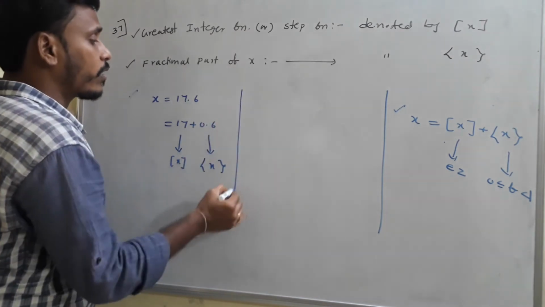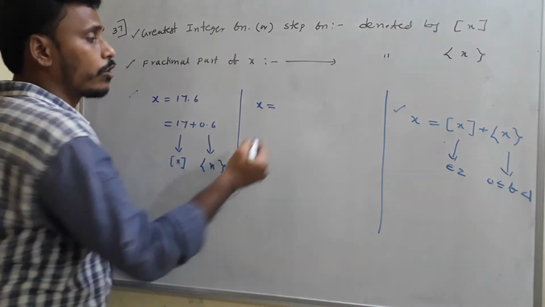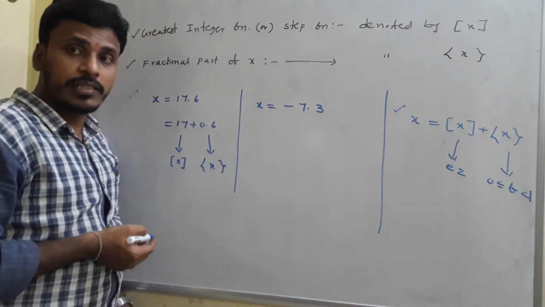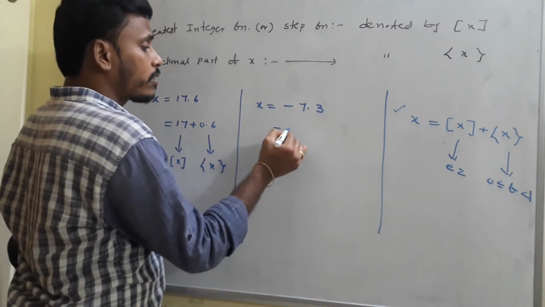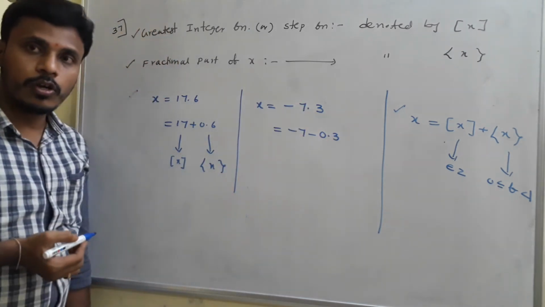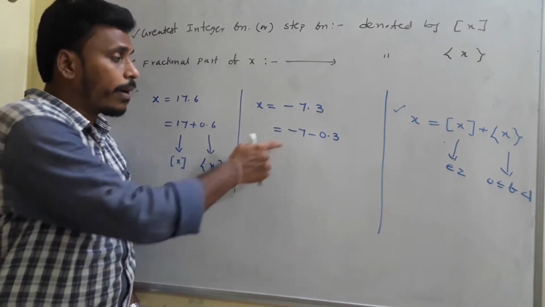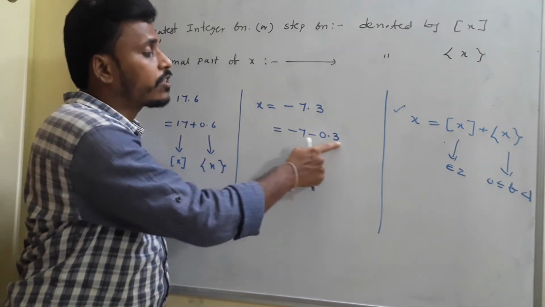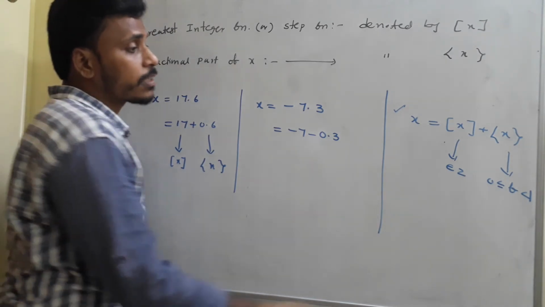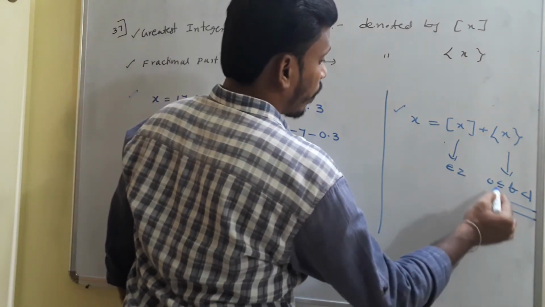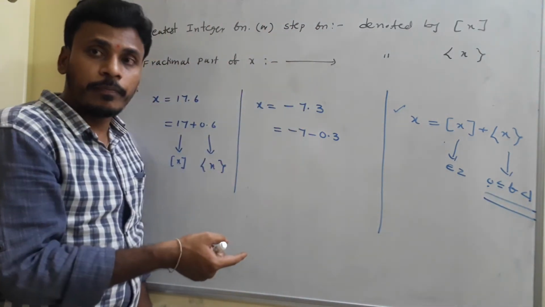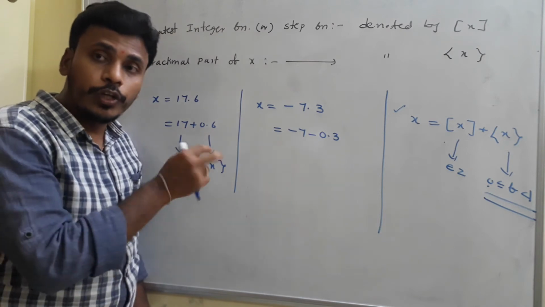Whereas suppose we have a number x equals minus 7.3. Minus 7.3 is simply minus 7 minus 0.3. But some people may consider minus 7 as the integral part and minus 0.3 as the decimal part. It's a wrong idea. Why? Because the decimal part, the flower bracket of x, is always between 0 and 1. So minus 0.3 is not between 0 and 1, and you need to rewrite it.